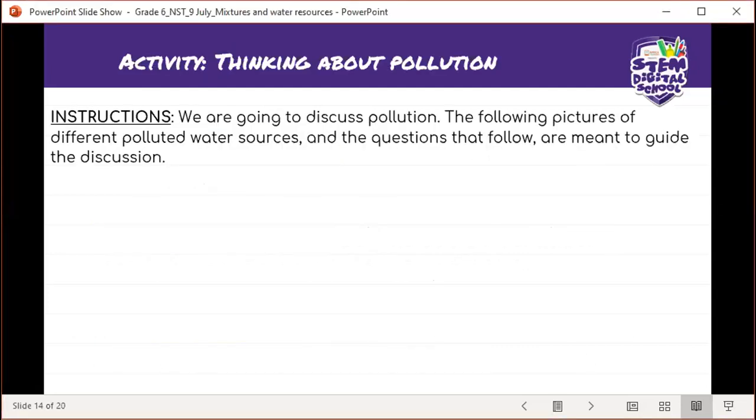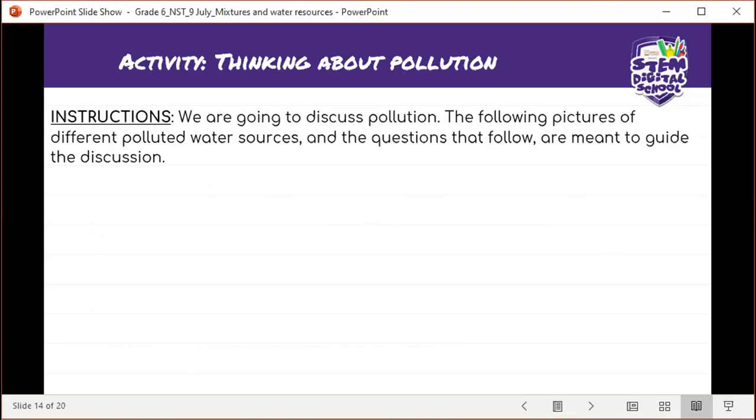Okay, so guys, let us do an activity. It says thinking about pollution. That's the heading of the activity. Instructions: we are going to discuss pollution. The following pictures of different polluted water sources and questions that follow are meant to guide the discussion.